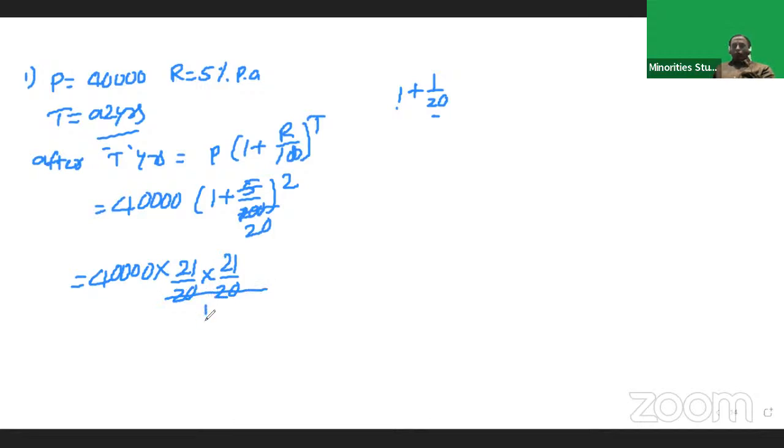Here 20 into 20 is 400. 400 into 100 is 40,000. Now 100 into 21 into 21. What is 21 into 21? 441. 441 into 100 is 44,100. So 44,100 is the right answer. The population of a town after 2 years will be 44,100. Next question.